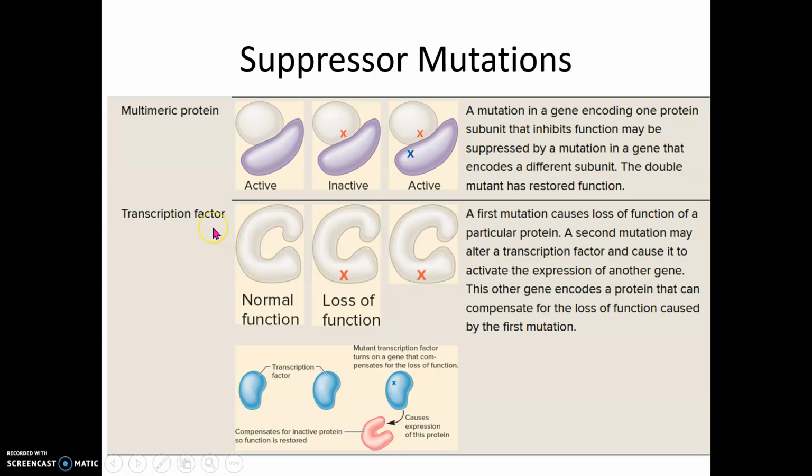You can have it where it's in a transcription factor. So your transcription factor has a mutation, but then another gene can be mutated that compensates for the loss of that transcription factor. So maybe it's two transcription factors that might be similar, almost providing a redundant function. So these are different ways that you acquire mutations in two different genes that somehow interact with each other, and you can restore the wild type phenotype.